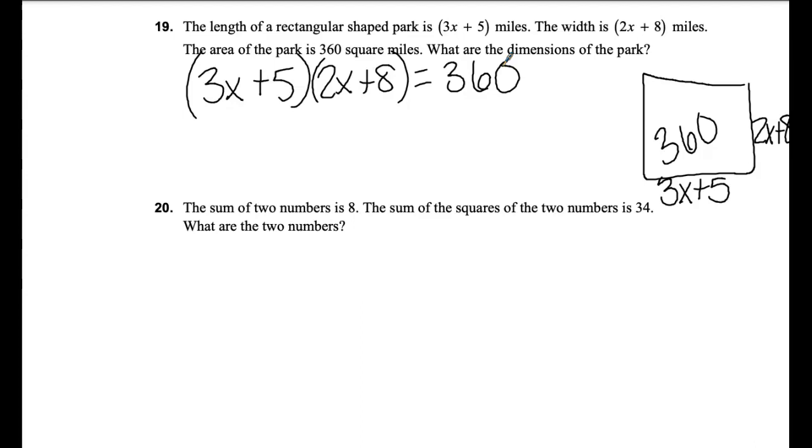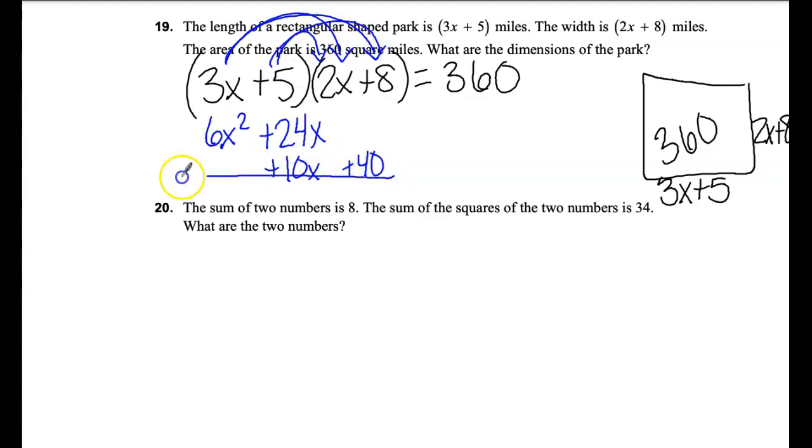Okay? So now we're going to use the distributive property. So 3x times 2x would be 6x squared. 3x times 8 would give us 24x. 5 times 2x. And 5 times 8. So when I add my like terms, I get 6x squared plus 34x plus 40, and that still equals 360.